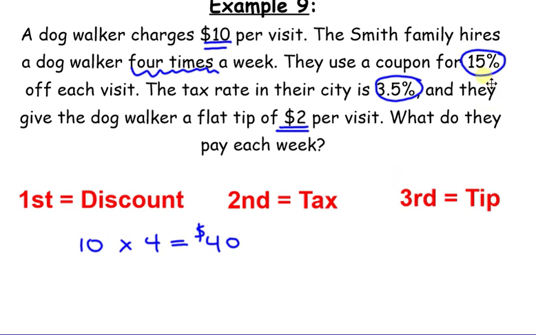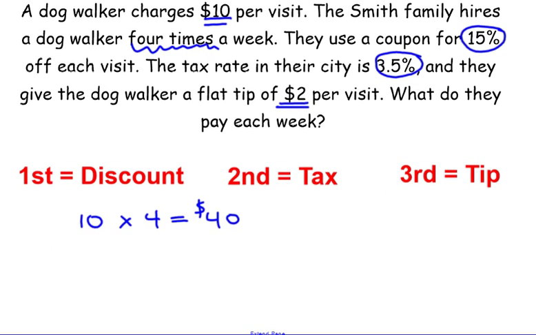But we need to factor in 15% off each visit, the tax rate for each visit, and the flat tip for each visit. So the best way to do this is to calculate how much it is for one visit and then multiply times 4 for 4 times a week. Okay, so let's go ahead and get started. So first, we have $10 per visit.